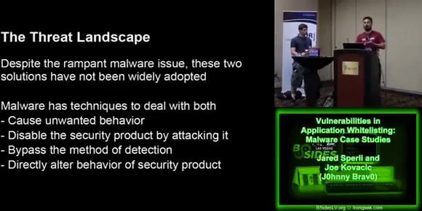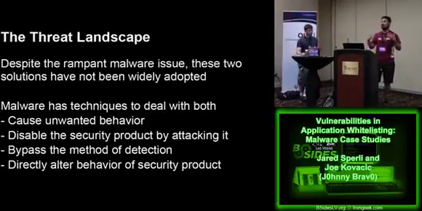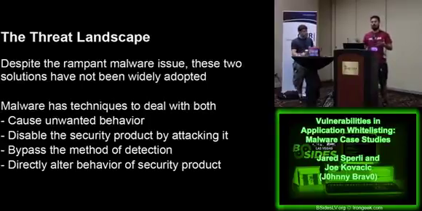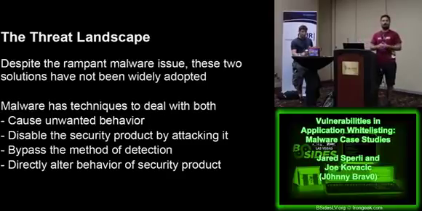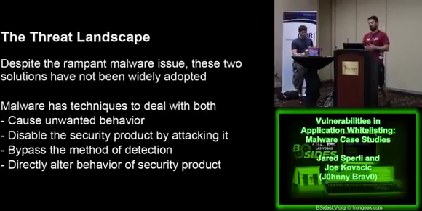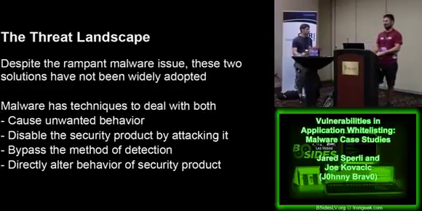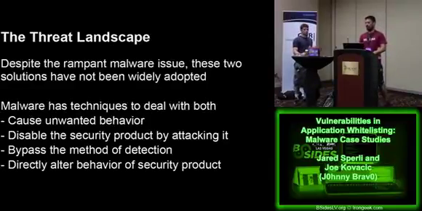So what we broke it down to is 4 types of malware techniques and the impact they can have on new security solutions. And what we think malware can do quite easily is 1, cause unwanted behavior. So as soon as it gets on the machine, it can make the machine do things it wasn't intended to do and disturb your productivity or the system's productivity. It can disable the security product you actually put on the machine by attacking it outright. It can bypass the means of detection. And it can also directly alter the security product and make it its own almost.